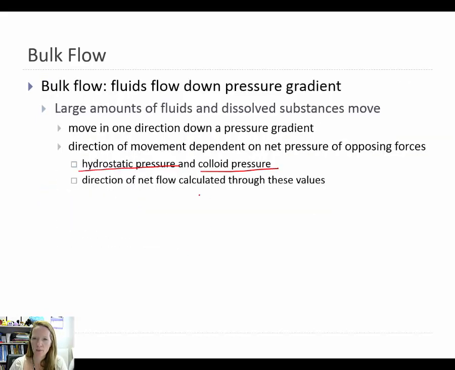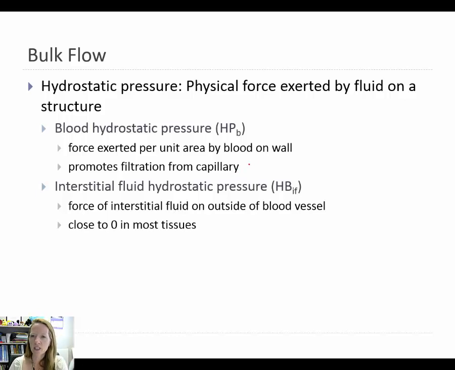So let's introduce these pressures. Remember back here I talked about how it has to do with hydrostatic pressure and colloid pressure, specifically colloid osmotic pressure. So it's going to have to do with a fluid pressure, and it's going to have to do with the pressure that is exerted by the colloids in the bloodstream, and we'll talk about what that is. All right, let's first take a look at hydrostatic pressure. It is basically a physical force exerted by fluid on a structure.